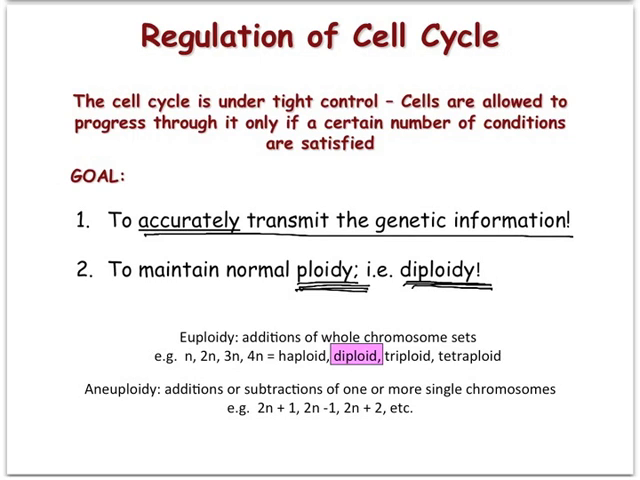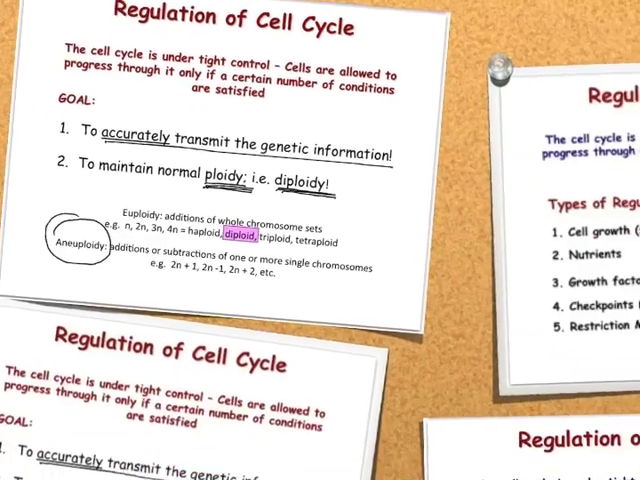Errors in the regulation of passage through the cell cycle can result in alterations in chromosomal number, known as aneuploidy. So cells that exhibit aneuploidy are cells that have altered chromosomal numbers. This is a condition very frequently found in cancer cells.